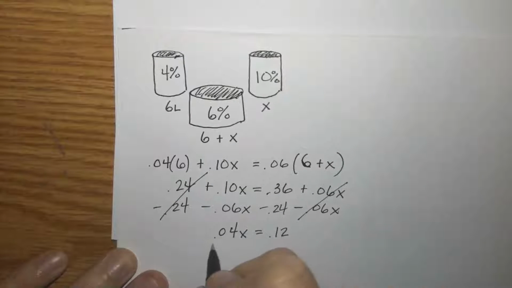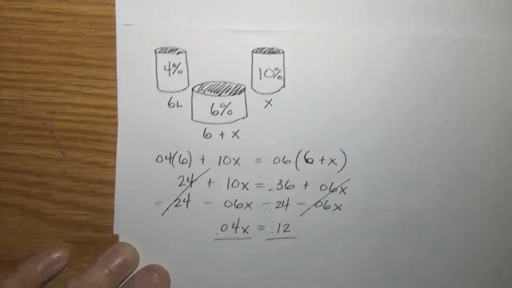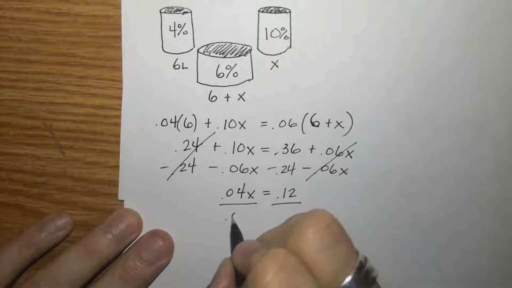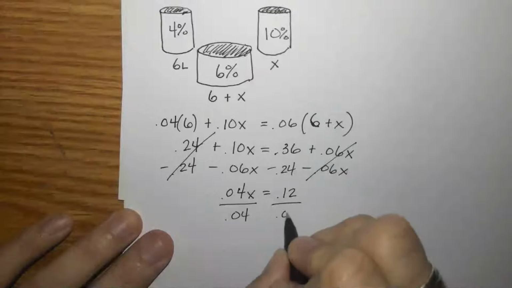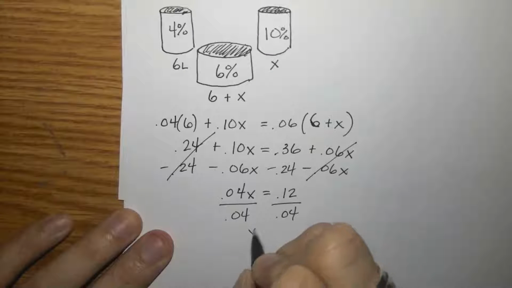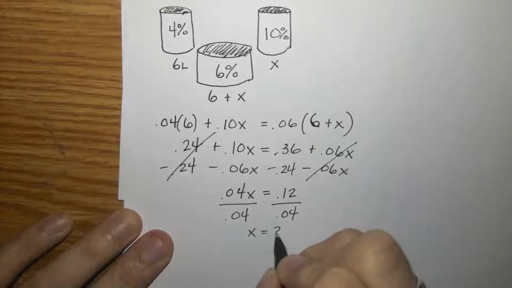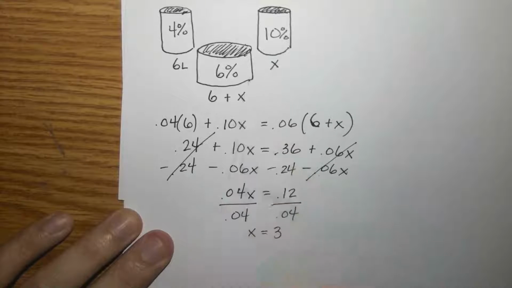0.12. And so when we divide both sides by 0.04, we find out that x is just 3. So there's 3 liters in the 10%.